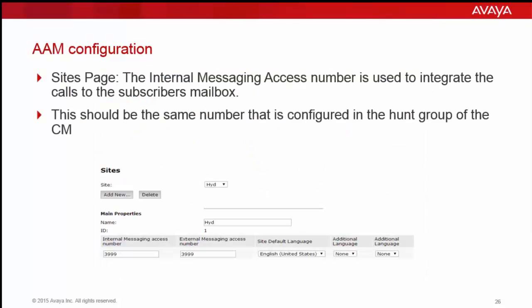On our last slide, we'll see the sites page for Aura Messaging. The internal message access number 3999 is used to integrate the calls to the subscriber's mailbox. This should be the same number that is configured in the hunt group of the CM.